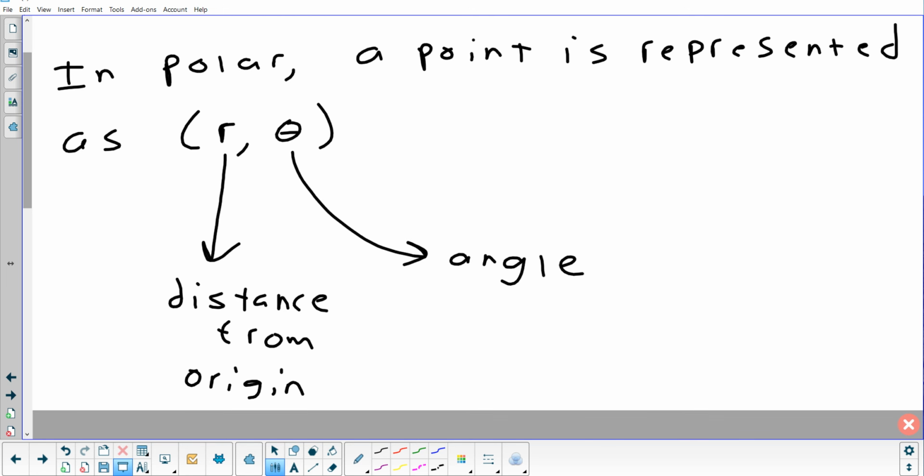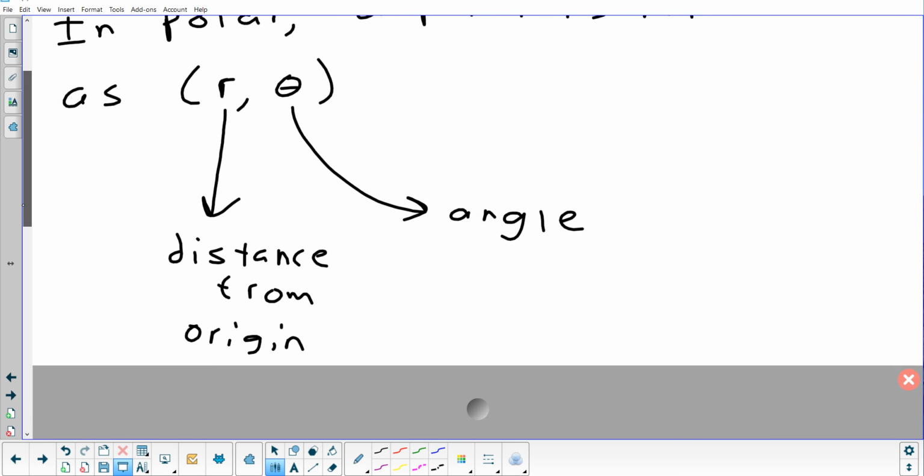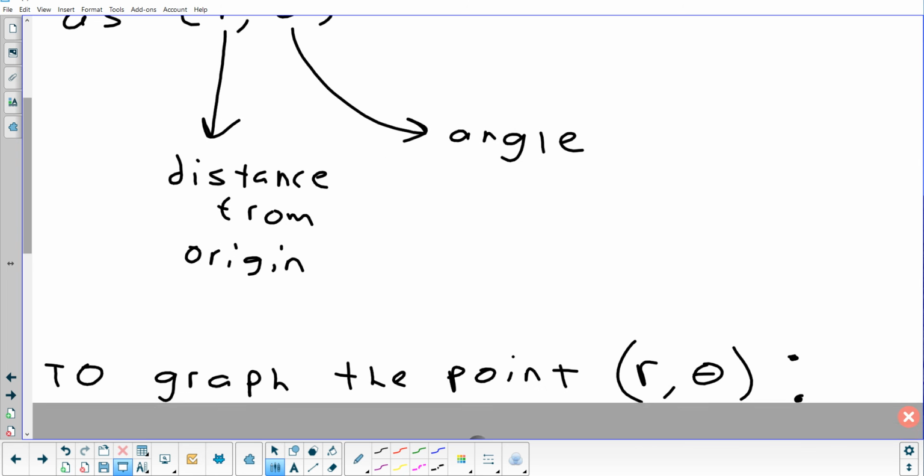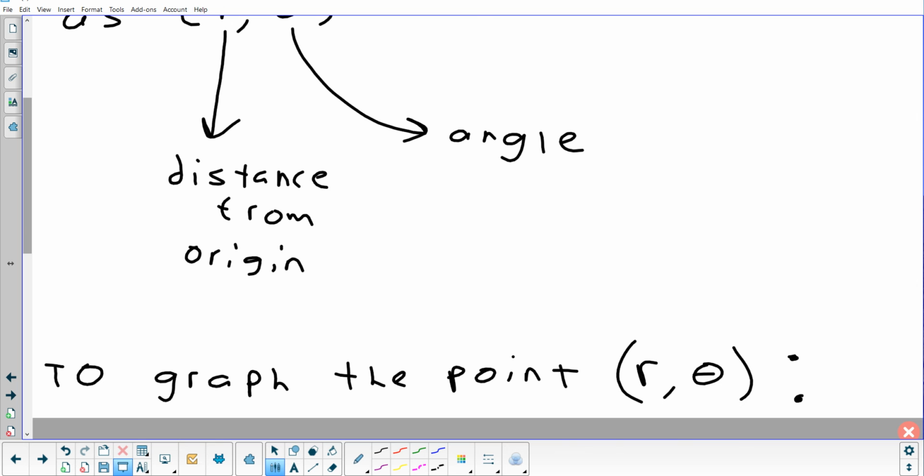Now, there's really 4 cases that can come up here. You can have a positive radius and a positive angle. You could have a positive radius with a negative angle, and all the other combinations. So what we're going to do now is, how do you graph a point in polar? Well, it's like graphing an XY point. First, you deal with the R. Then second, you deal with the theta.